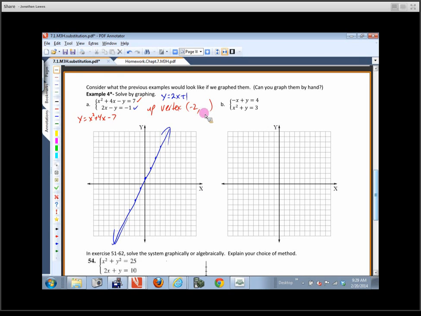F of negative b over 2a. In other words, we plug it in, right? So if I plug in a negative 2, I get 4 minus 8 minus 7. 4 minus 15, so that would be negative 11, right? Whoops. Yeah, that's right, negative 11. So negative 2, negative 11. There's 2, 4, 6, 8, 10. So about right here. Has this been stretched or shrunk?